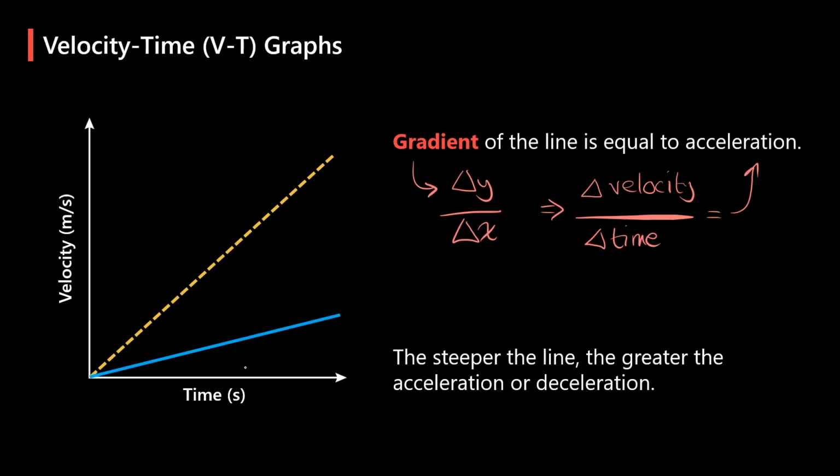If I pick a point in time, say here, the velocity of the object with the blue line increases by this amount. In the same amount of time, the velocity of the object with the dashed yellow line increases by this amount. So clearly, this object had a much greater acceleration.